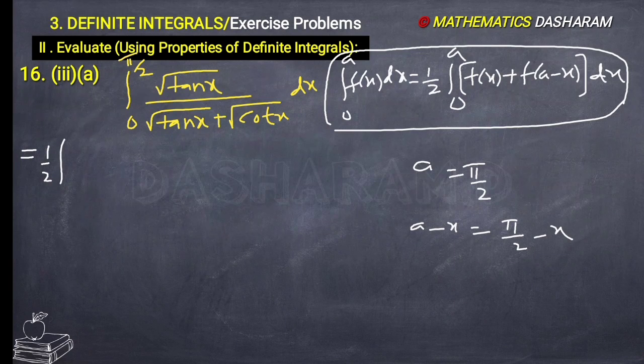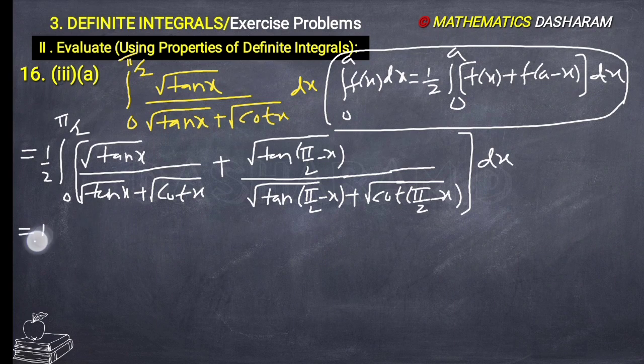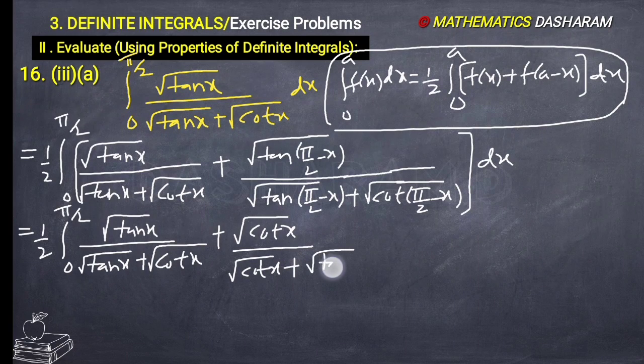So 1 by 2 integration 0 to pi by 2. f of x means the given function, root tan x by root tan x plus root cot x. Next, f of a minus x, that means substitute x equals pi by 2 minus x. So it is equal to 1 by 2 integral 0 to pi by 2. Tan of (pi by 2 minus x) is cot x, so here also cot x. Next, cot of (pi by 2 minus x) is tan x, whole dx.